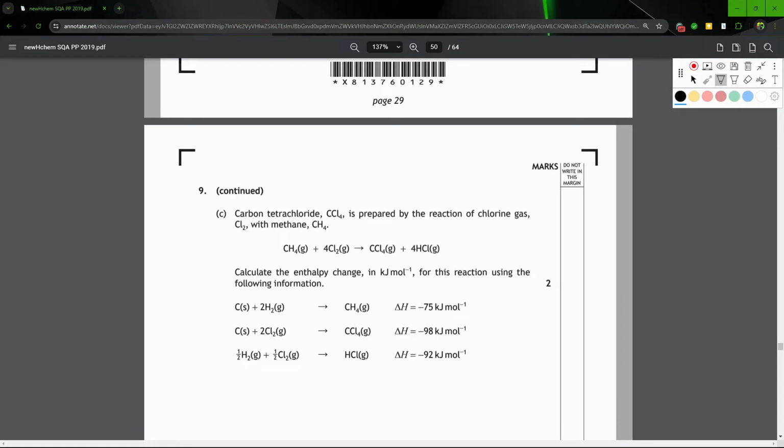Alrighty, carbon tetrachloride, CCl4, is prepared by the reaction of chlorine gas, Cl2, with methane, CH4. Calculate the enthalpy change in kilojoules per mole for this reaction using the following information. So this is basically a big example of Hess's law. We're going to move these formulas around so eventually we can get the original equation.